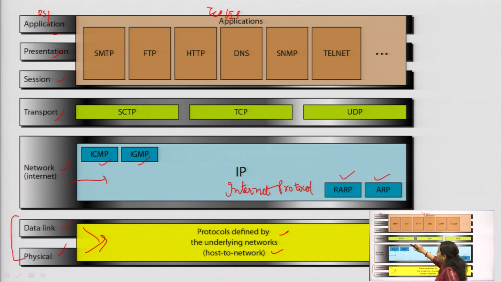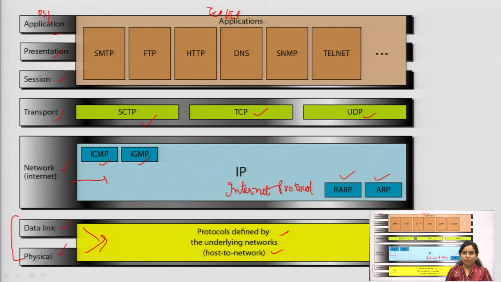Next, the third layer of this TCP/IP is SCTP, TCP and UDP. What is SCTP? SCTP is the stream control transmission protocol. TCP is transmission control protocol. UDP is user datagram protocol. Now, these 3 protocols are associated with the transport layer, meaning they are directly related to the transmission of the data. User datagram protocol means whenever 2 users are involved in the communication, the data will be transmitted in the form of datagrams.